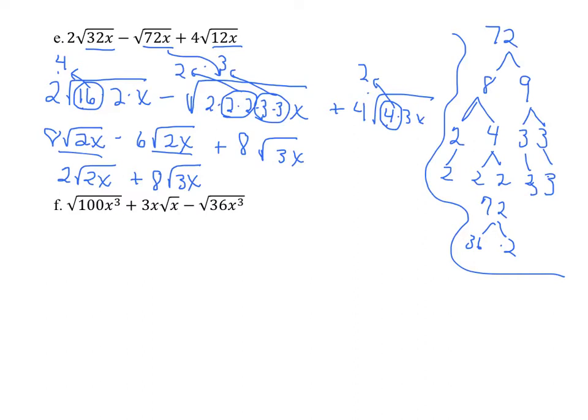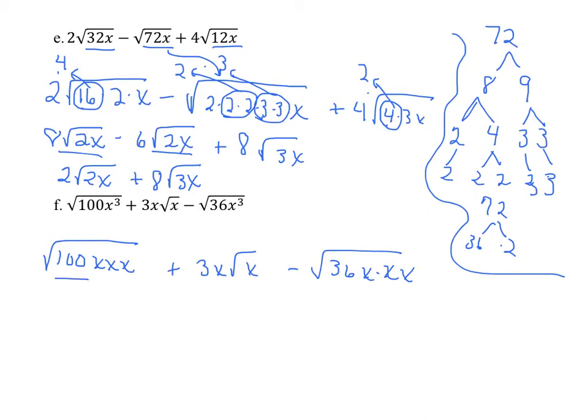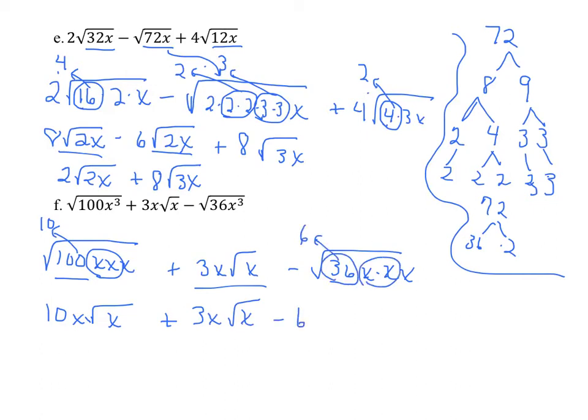The next one is super fun. So what we're going to do is simplify all of these first, and I'm just going to write x cubed out as x times x times x. Perfect. So the square root of 100 is 10. That comes out as a 10. And then I have a pair of x's, and I have a little x guy left in there. This guy, nothing. I can't do anything with him. 36 comes out as a 6. And we have a pair of x's that comes out as a single x. And I get x inside.